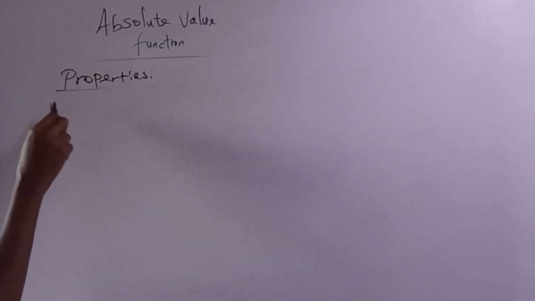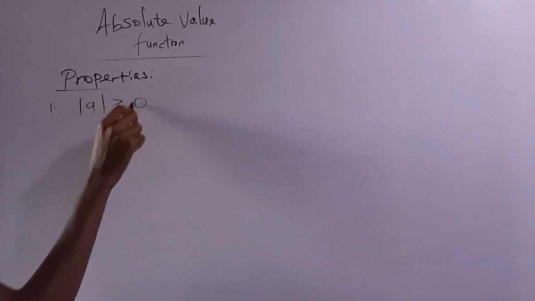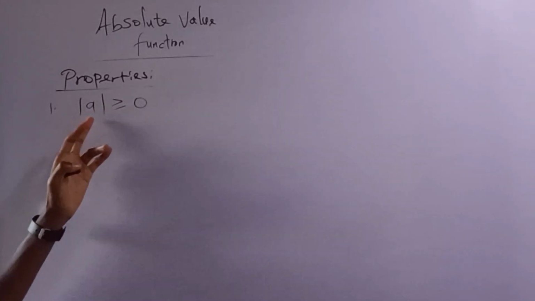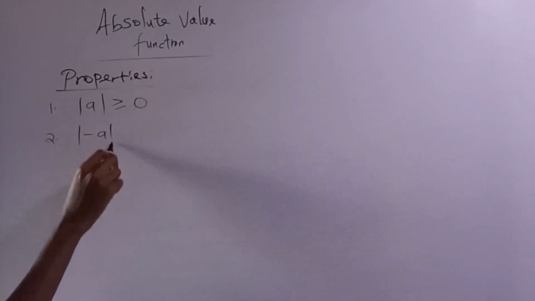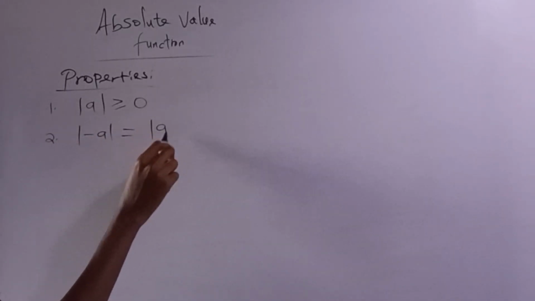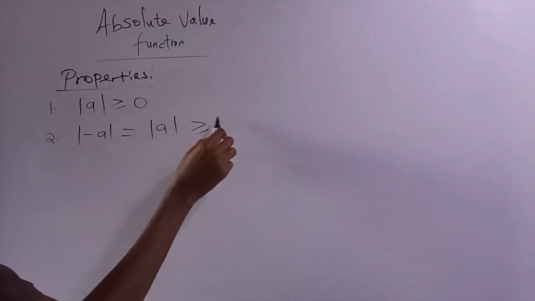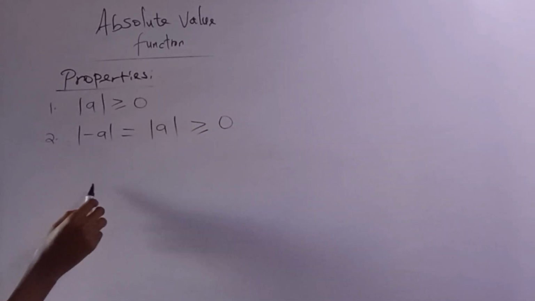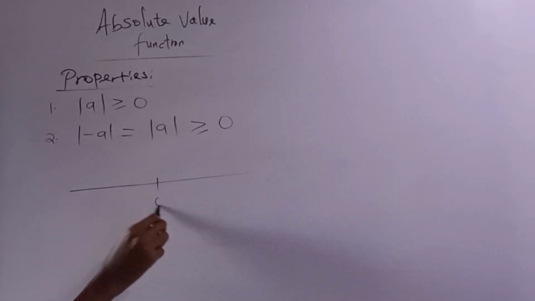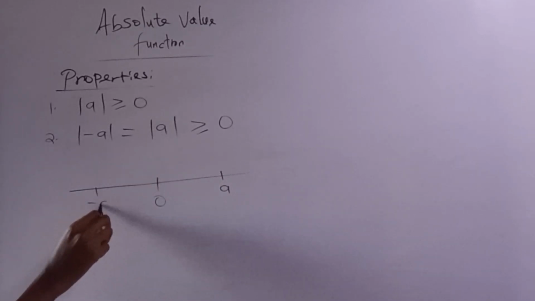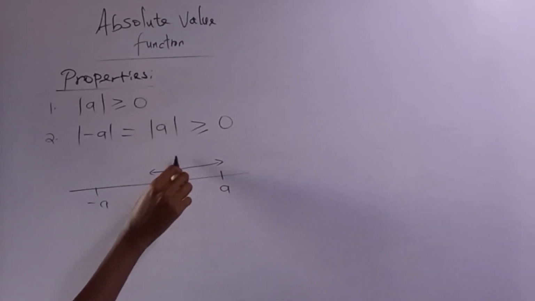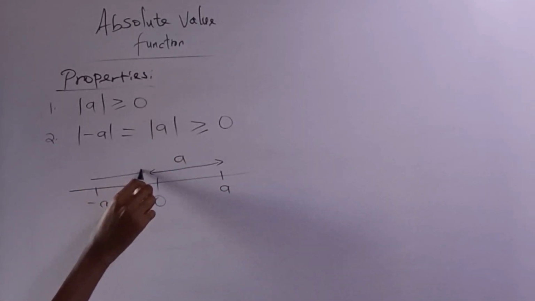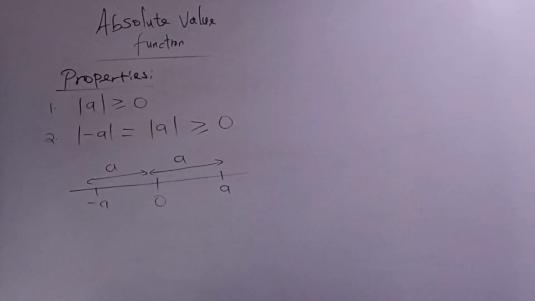Now let's talk about the properties of absolute value functions. The absolute value of a is greater than or equal to 0, meaning that the absolute value of a number must be positive. Another property is that the absolute value of negative a must be equal to the absolute value of positive a, and it must be greater than or equal to 0. What that means is that if I have 0 here and I have positive a and negative a, the distance of positive a to 0 is the same thing as a, and the distance of negative a to 0 is still the same thing as a.